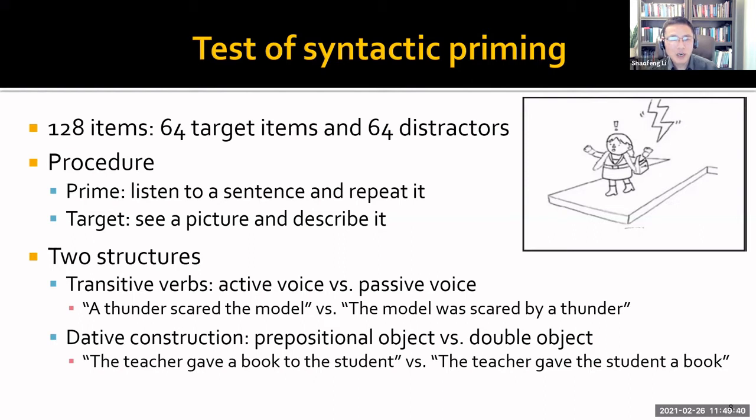These 2 structures are transitive verbs, which basically refers to active voice and passive voice. And the other structure is dative construction, which has 2 variants as well, prepositional object and double object.